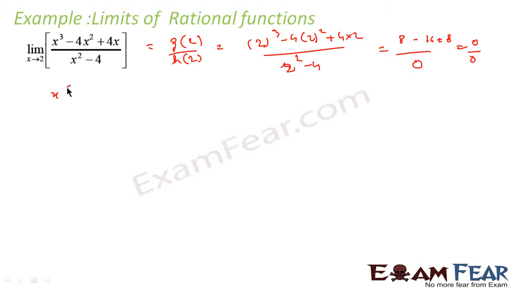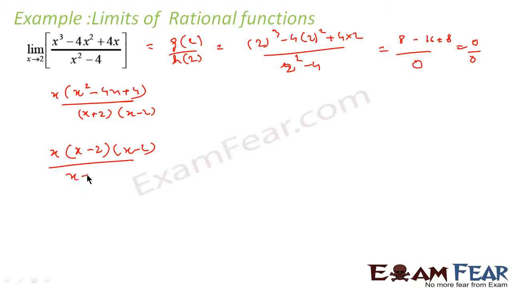So what we get is x into x square minus 4x plus 4, by x plus 2 into x minus 2. We have further option to refactor this also. This becomes x into x minus 2 whole square, by x plus 2 into x minus 2, that is x minus 2 into x minus 2 by x plus 2 into x minus 2. So we'll cancel this x minus 2 factor because this is the one which is making it 0, since 2 minus 2 is 0.